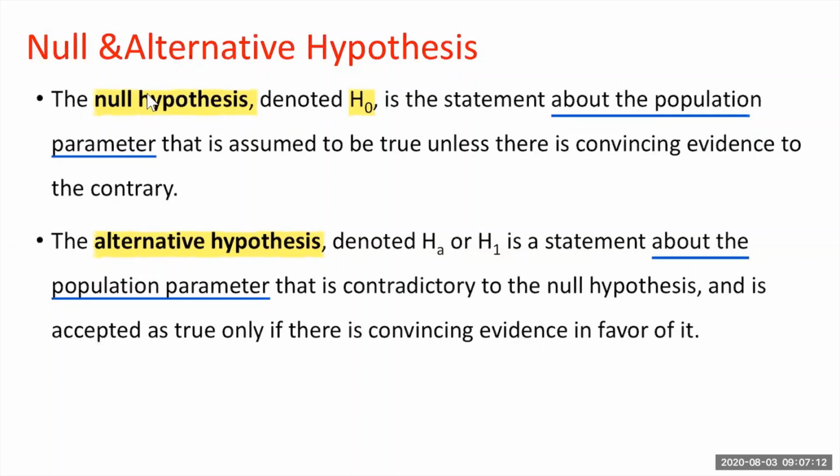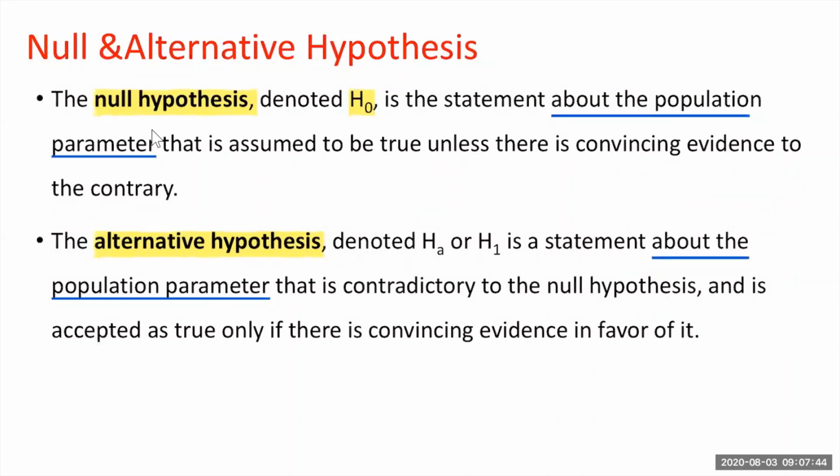But the null hypothesis is assumed to be true unless there is convincing evidence to the contrary. So we always consider that the null hypothesis is true. But if we get the opposite result later on, we reject the null hypothesis. And the alternative hypothesis is the contrary to the null hypothesis. So whatever is mentioned in the null hypothesis, it is the opposite of that, and it's accepted as true only if there is convincing evidence in favor of it.